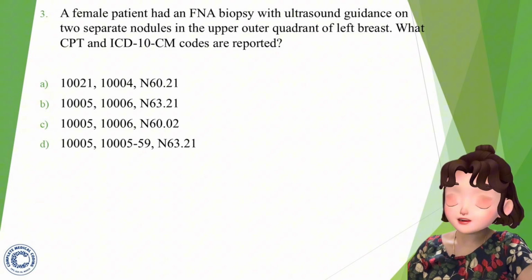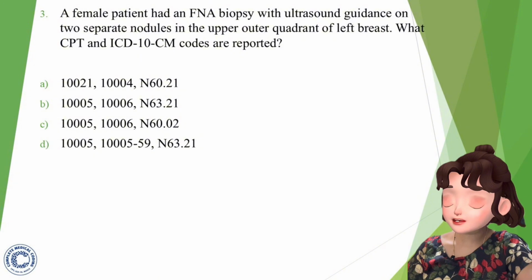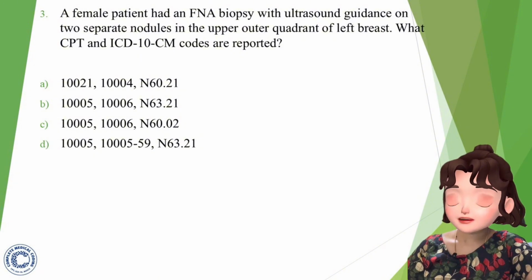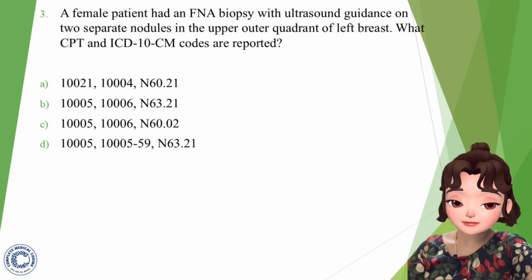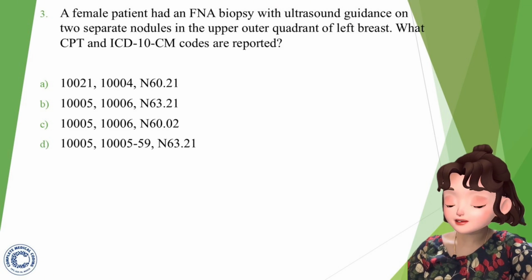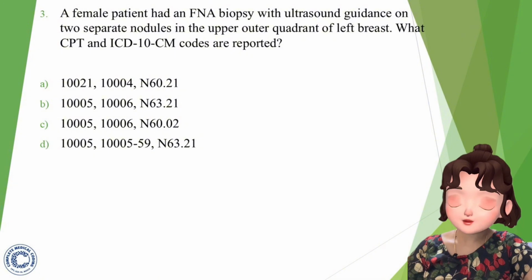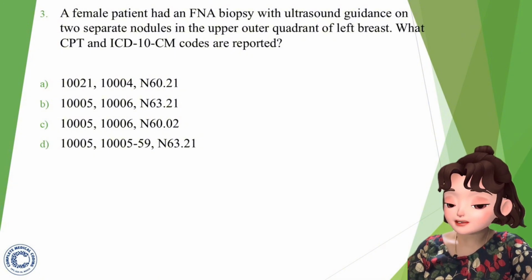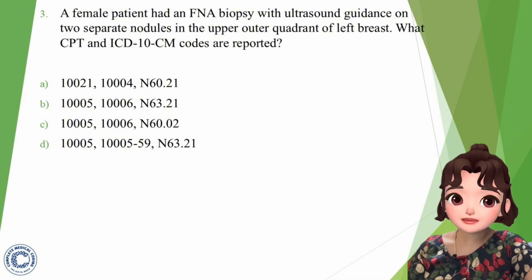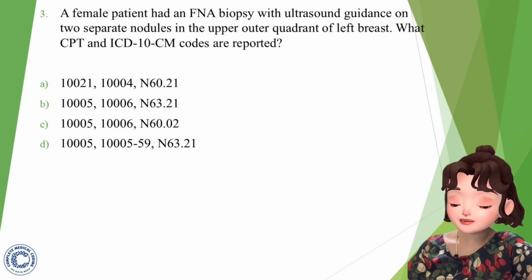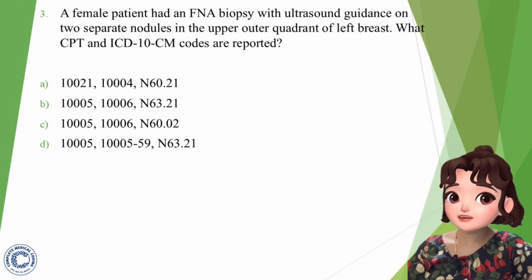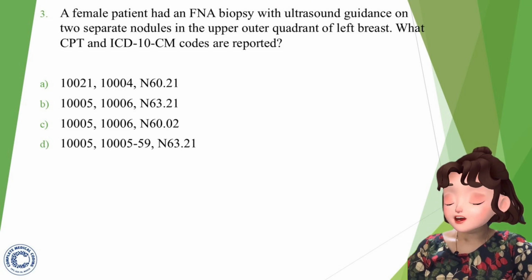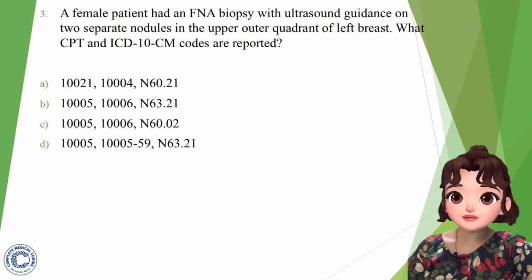See, in the bracket down it's mentioned, do not report 10005, 10006 in conjunction with 76942. Means along with the ultrasound, you should not code it. Means it is already included, the ultrasound guidance. As in the description it is mentioned 10005, FNA biopsy including ultrasound guidance. So we don't have to code separately for ultrasound, okay? And no need to add any modifier. So you already got the answer.